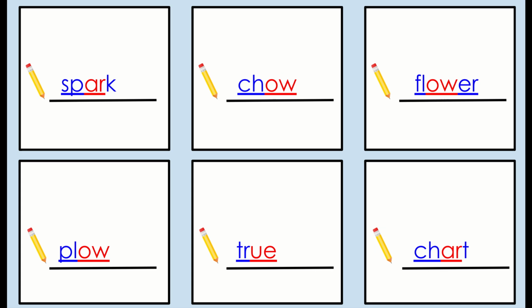This word is an exception. Normally when we hear the k sound at the end of a word, we have CK. This time it's only the letter K. Spark. The word chow has the letter pairs CH and OW. The next word, flower. FLOWER. It actually has three letter pairs, FL, OW, and ER.